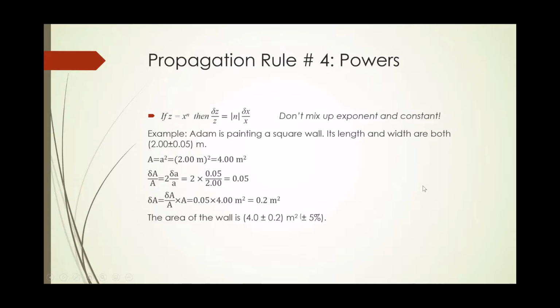So here are the 4 propagation rules. Rule number 5 is on your sheet. We are not going to talk about it today because we don't really need it. 1, 2, 4 is enough. 3 and 5 can sometimes make your calculations easier. So we are going to skip rule number 5, and we are going to introduce that later in our lab.